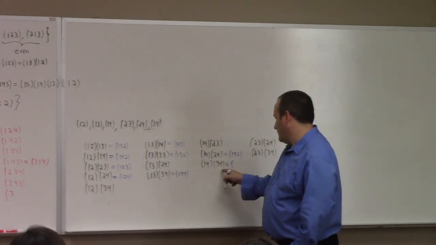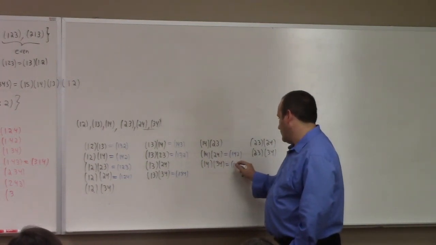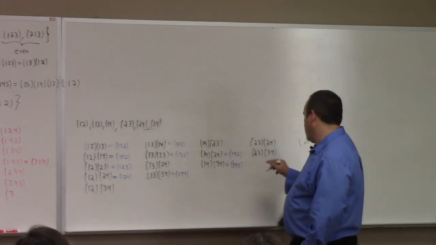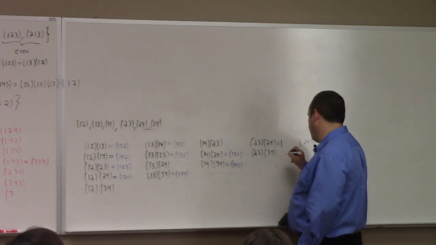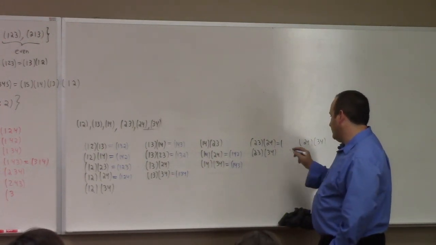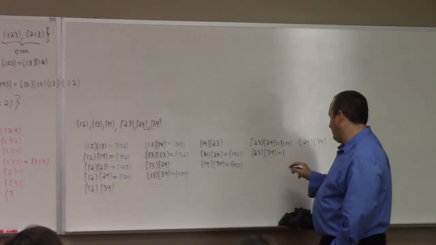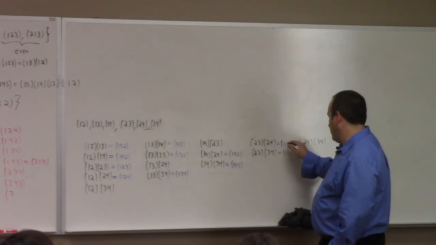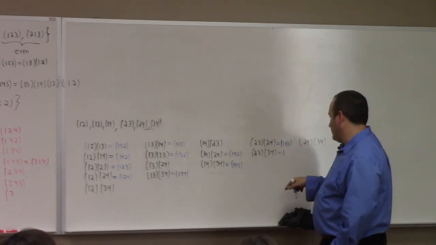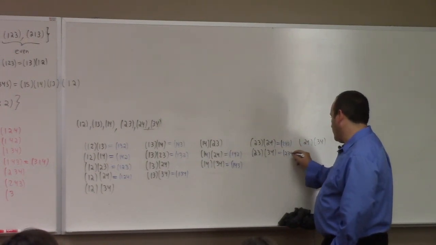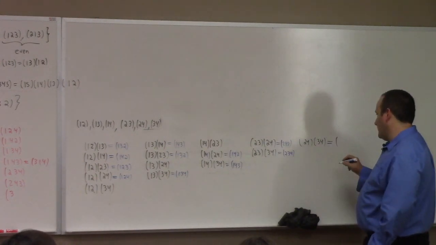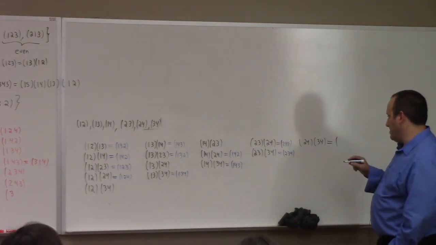And then this one? (1 4 3). And this one? (2 3 4). This one? No, I think that one's (2 4 3). Oh, sorry, yeah, (2 4 3), my bad. And this one? This is (2 3 4). This one? (2 4 3).